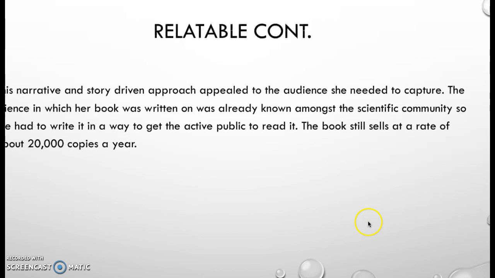The narrative, story-driven approach appealed to the audience that she needed to capture. The science of her book was already known amongst the scientific community, so she had to write it in a way that the avid public could read it. The book still sells at a rate of about 20,000 copies per year.